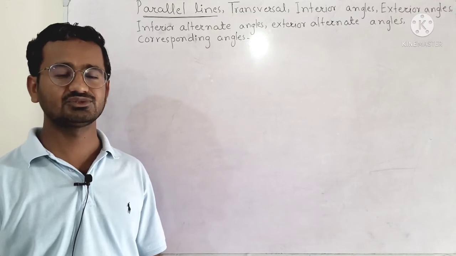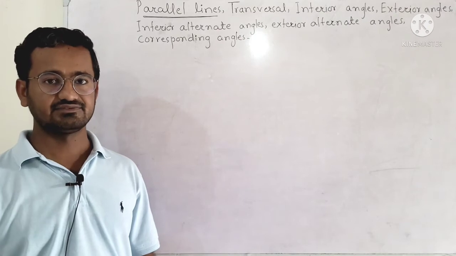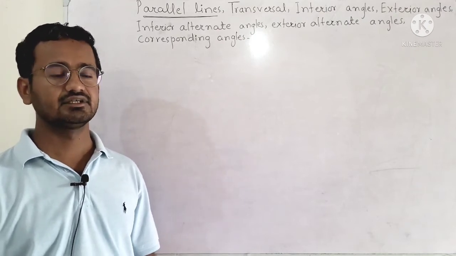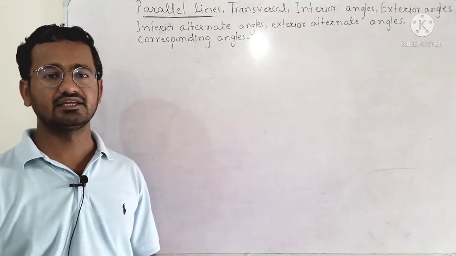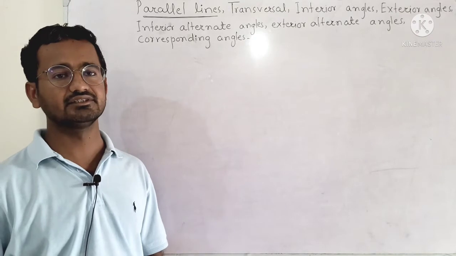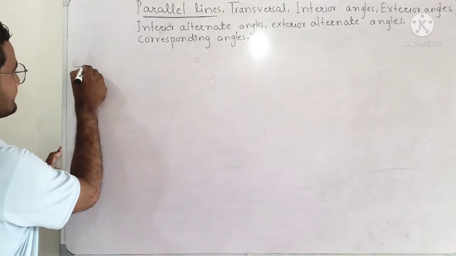I am Asandas. Today we will learn about parallel lines, transversal, interior angles, exterior angles, interior alternate angles, exterior alternate angles and corresponding angles. So let's begin with parallel lines. So these are the two lines.